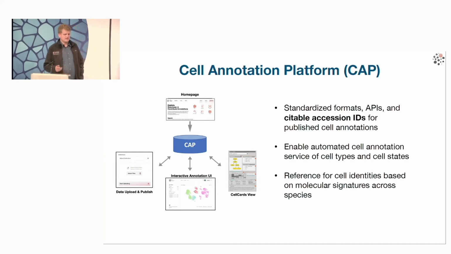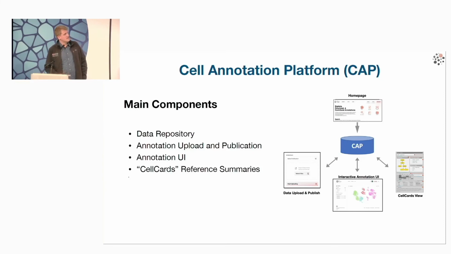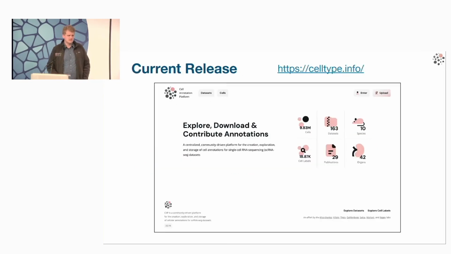So we have standardized API formats, DOIs upon the publications. We try to version these, hopefully as we aggregate data, we'll be able to come up with some sort of reference for these cell identities. So the four main components I would say for CAP at the moment is it's a data repository at heart. It's a database. There's a functionality to upload the annotations, edit and publish them. And the future steps will be talking about the annotation UI that we're building now, and after we aggregate enough data, the cell card summaries.